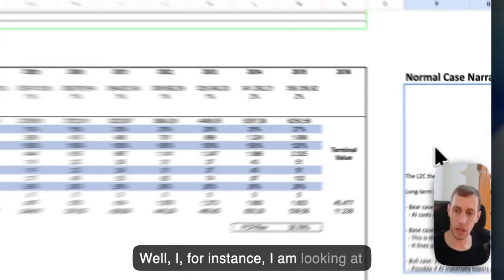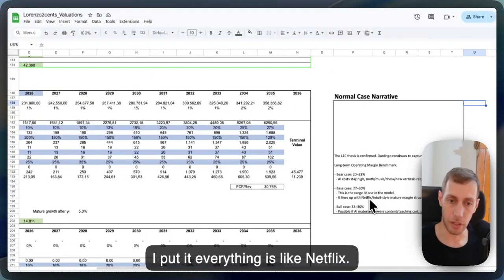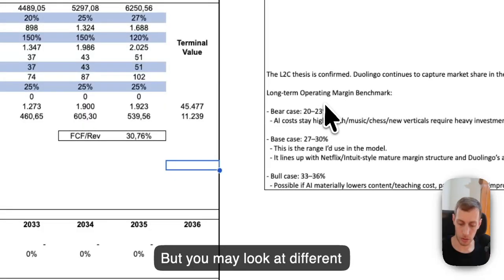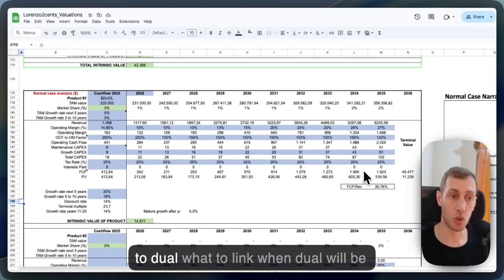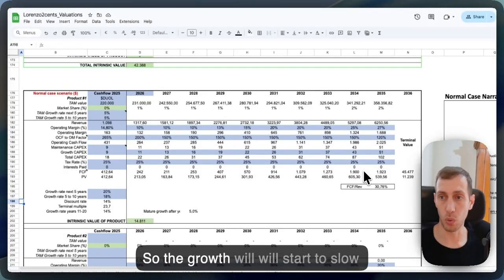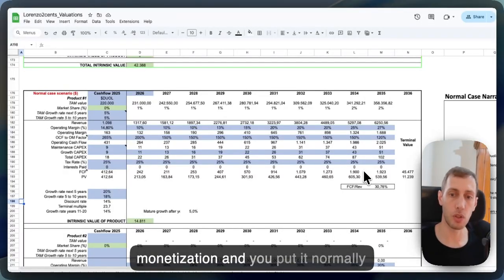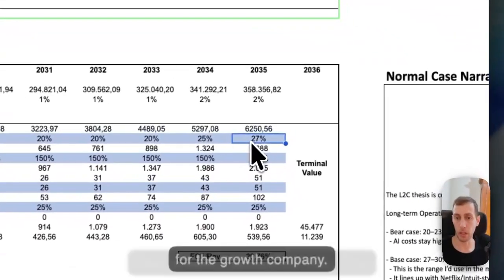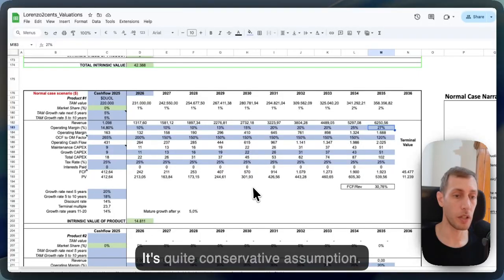And here, why 27? Well, for instance, I am looking at some benchmarks. I put it, everything is here, like Netflix, right? But you may look at different companies. So you think about a company that could have a similar operating margin to Duolingo when DUOL will be mature, right? So the growth will start to slow down. There will be more interest in monetization, and normally for a growth company, you consider it around the end of the 10 years. It's a quite conservative assumption, I believe.